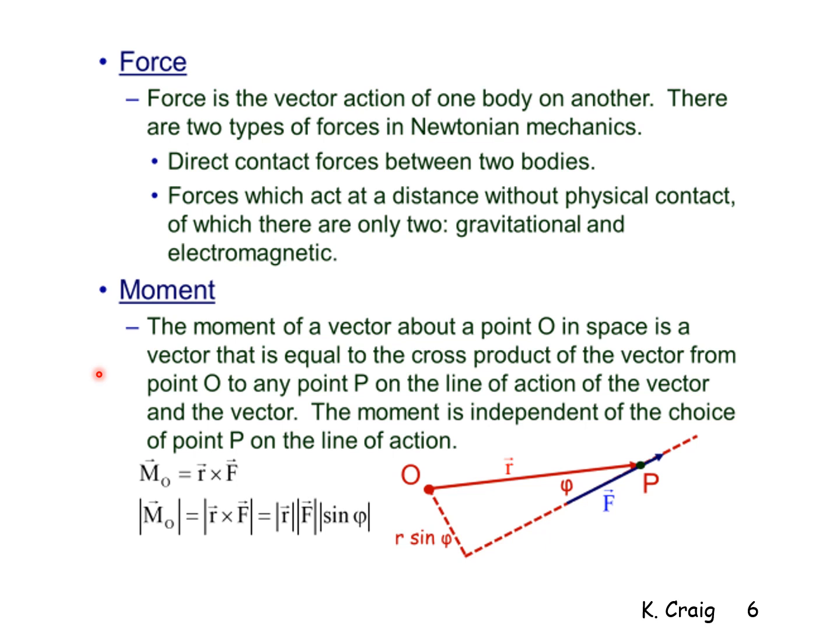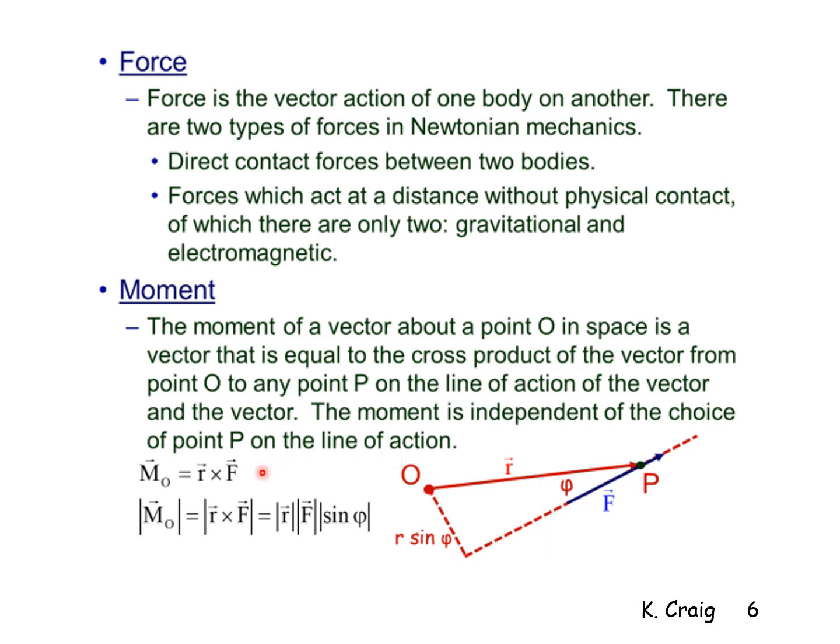And then moment. The moment of a vector about a point O in space is a vector that is equal to the cross product of the vector from any point O to any point P on the line of action of the vector and the vector. So this line from point O to point P, which is a point on the line of action of the vector, we want to find the moment of this force vector about point O. The moment is independent of the choice of point P on the line of action. The point P can move up and down the line of action because, as you'll see, this angle phi will change.